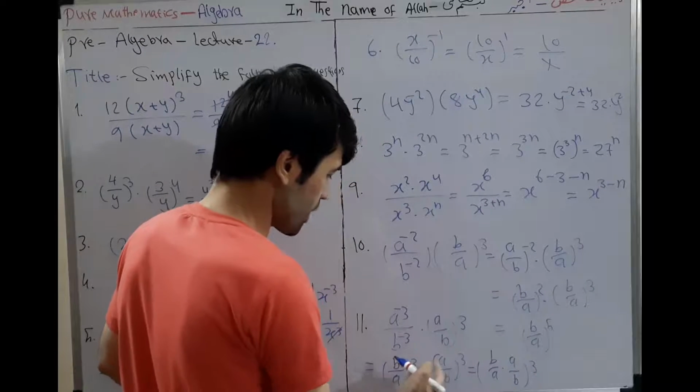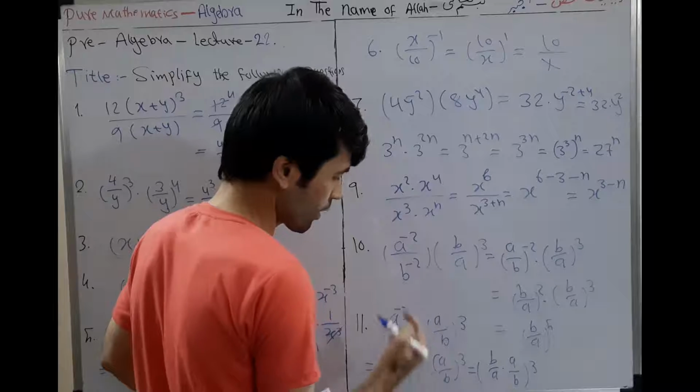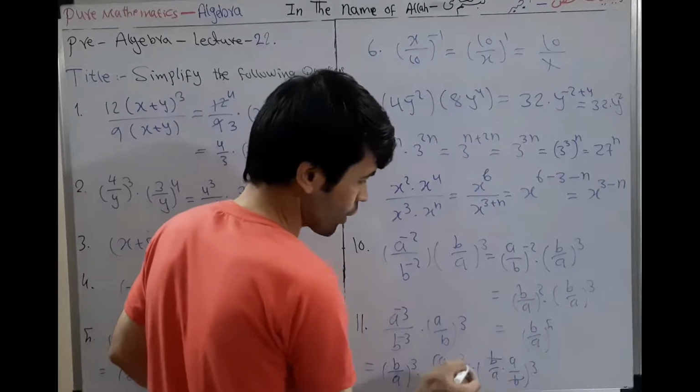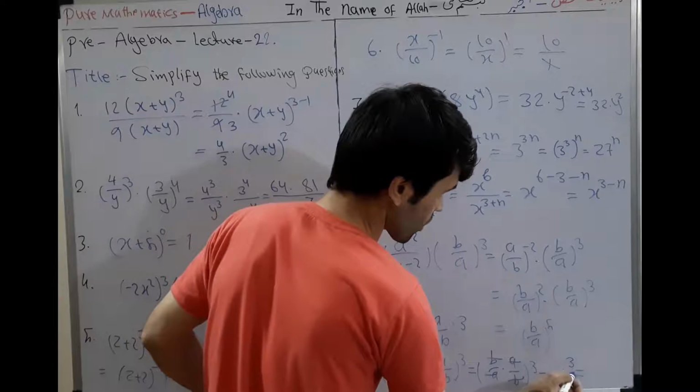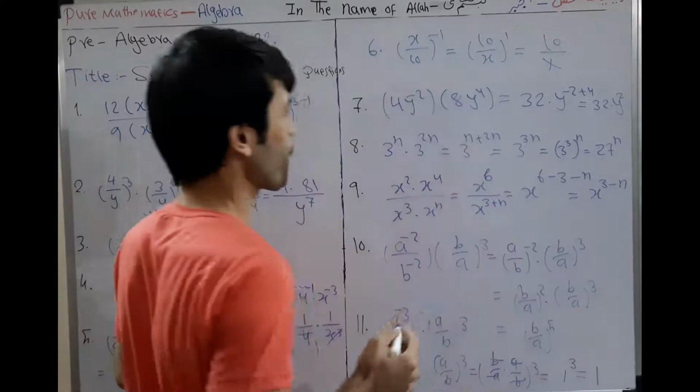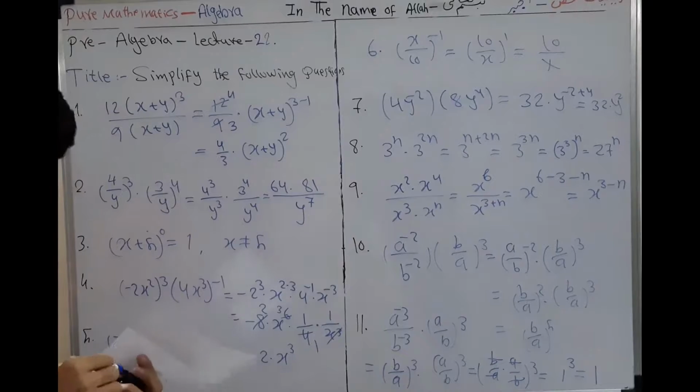The exponents are the same, so we multiply the bases. These two cancel, also this cancels, 1 to the power 3, it is equal to 1. It is the answer of this question.